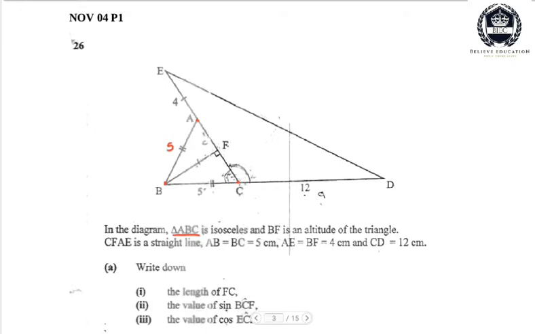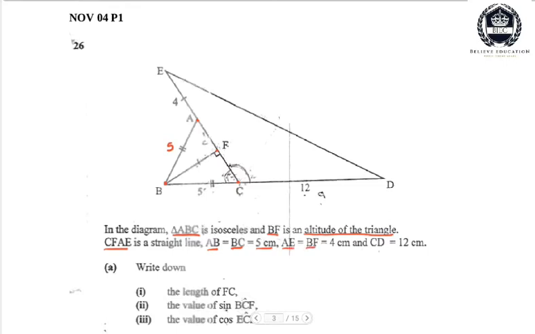Then BF is an altitude of the triangle. Then CFAE is a straight line. So we have C, F, A, then E. We're given that it is a straight line, and also that AB is equal to BC, which is equal to 5. We've already done that.